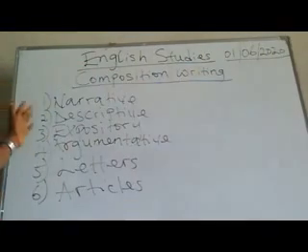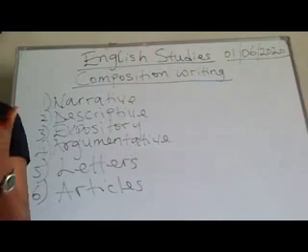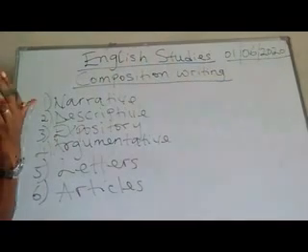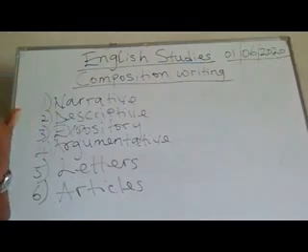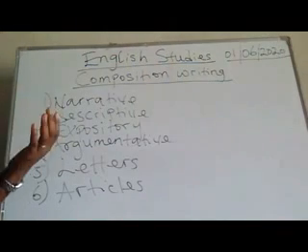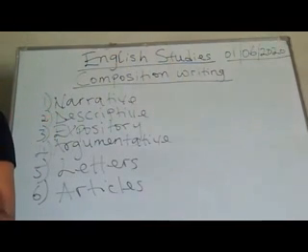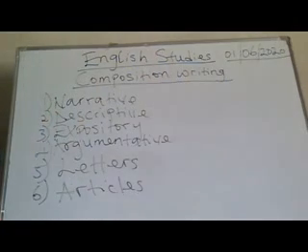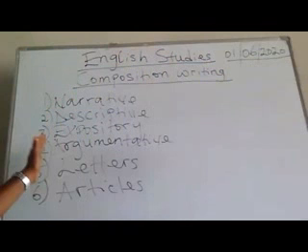And we have the expository composition, which is mainly about writing on a particular subject matter, telling the person what it is all about. Example, we have topics such as examination malpractice, corruption in Nigeria. What you are expected to do is write to tell your reader what this subject matter is all about. How does it affect the society? How does it affect the individual itself? So that is what expository composition is.